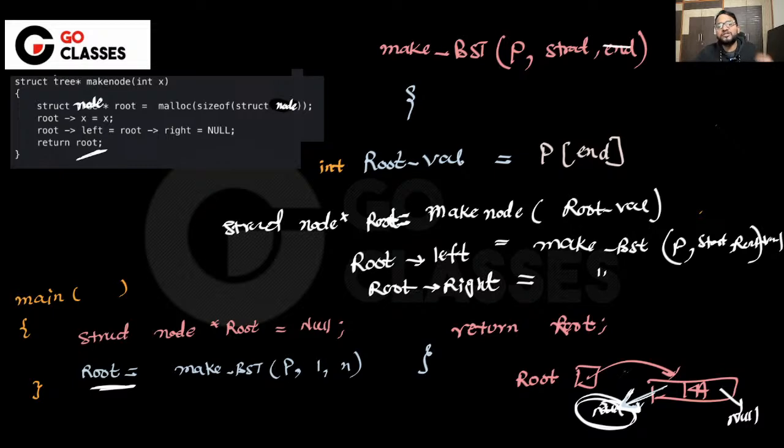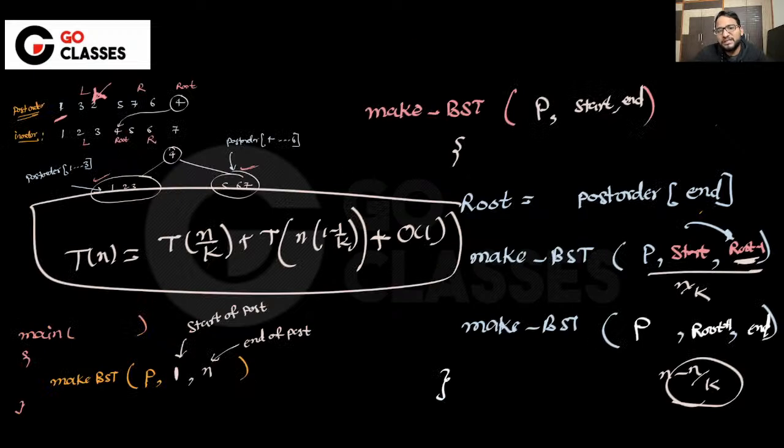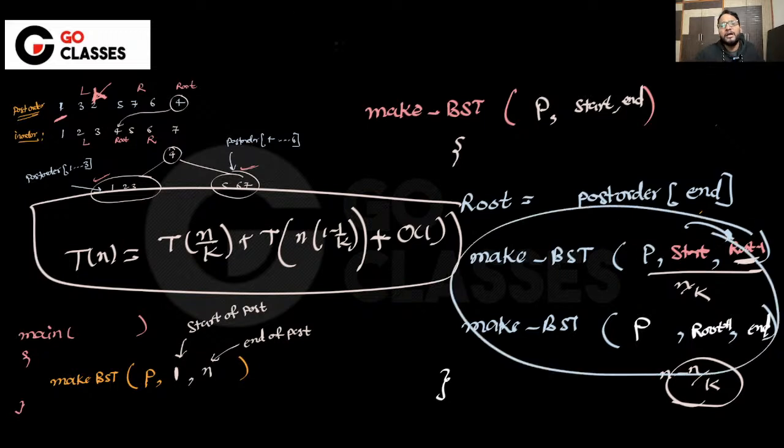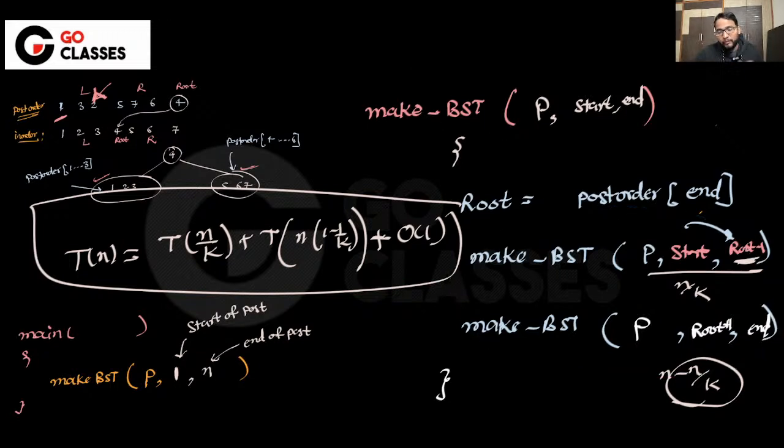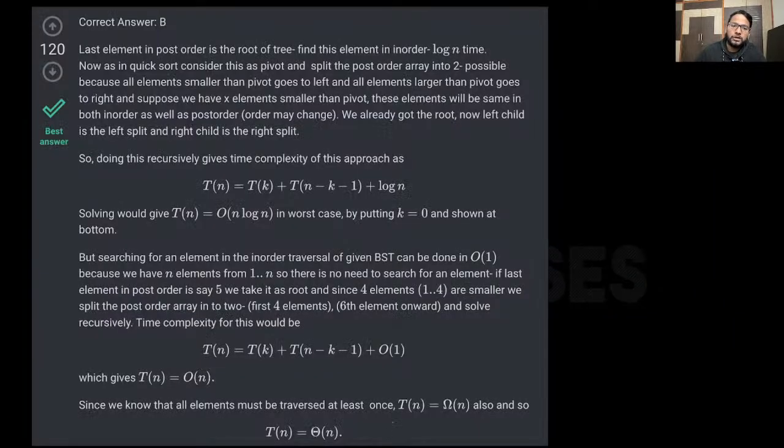The reason is that GATE is not asking you to write the code. As long as you are able to come up with the idea that you have to have the root, and then you can partition in such a way that you do not need anything extra, as long as you can make this pseudocode in your mind, then you can solve this problem. GATE is not asking you to write the code. Cool. So I think that's the answer.